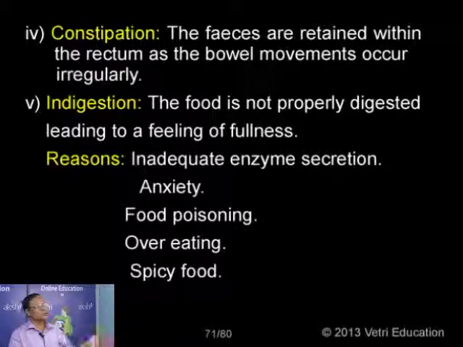So the food is not properly digested in the case of indigestion. I have given the reasons also: inadequate enzyme secretion, anxiety or tension or stress, food poisoning, overeating, and also spicy food is one of the reasons for indigestion.